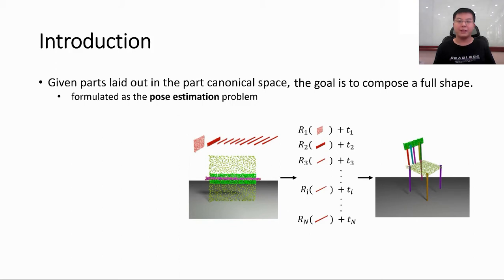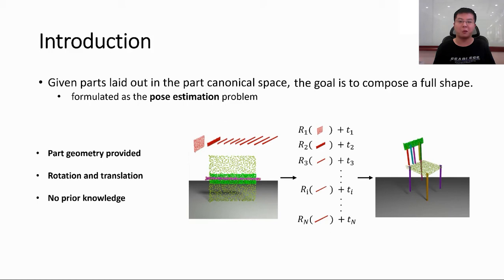Our problem setting is that parts are provided, and no geometry is predicted. Six-DoF part poses, both rotation and translation, need to be predicted. We assume no prior knowledge about the input parts. Such a setting can be applied to the situation where a robot needs to assemble an IKEA chair from its parts, which can be randomly placed on the ground in the beginning, without an instruction manual.